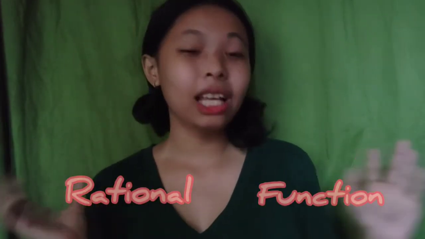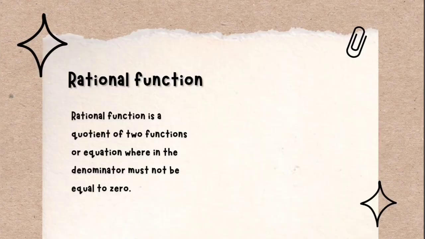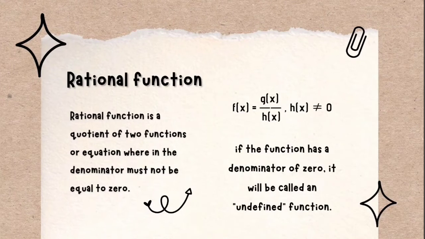So, kung itatanong nyo nga pala kung ano ang aking topic, well, this is all about the rational function. So, let's start! So, now let's talk about rational function. Rational function is a quotient of two functions or equation wherein the denominator must not be equal to 0. For example, h of x should not be equal to 0 because if the function has a denominator of 0, it will be called an undefined function.